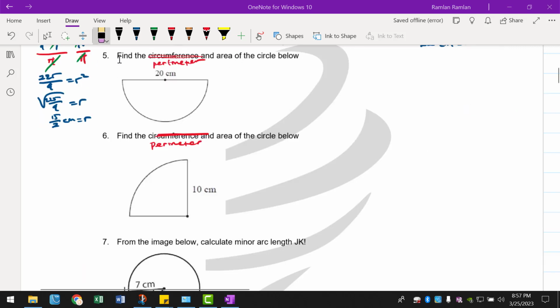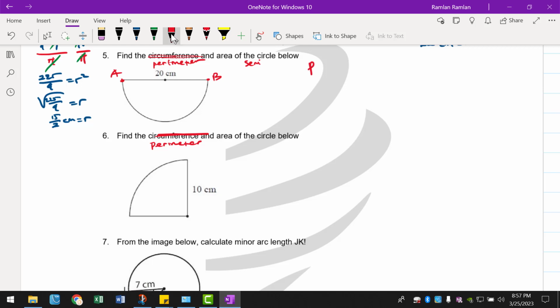Okay, so let's go to number 5. Find the perimeter and area of the circle of this. This is not a circle, actually. This is a semicircle. Okay, so it's a good idea if you want to find the perimeter to make vertices like this one, to know where you are going, because if you're not used to calculating it, you need to write down when you go from one point to the other.